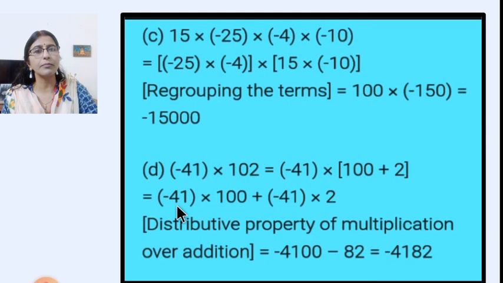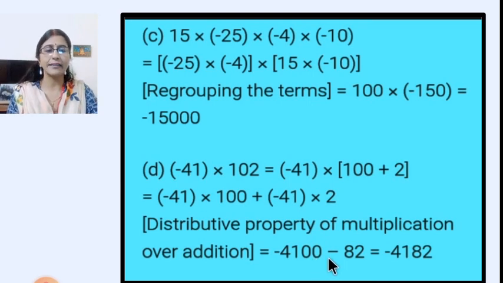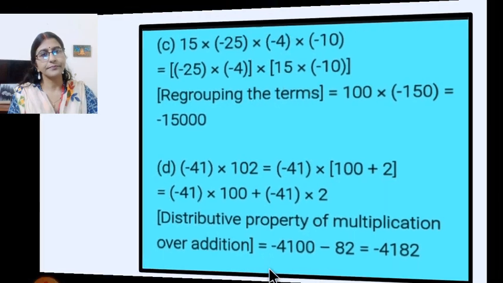And then we will work out minus 41 into 100 is minus 4100. And then minus 41 into 2 is 82. And here plus into minus is minus. Now both are negative. So we are going to add it. So when we add, we'll get 4182. As both are negative, the sign also will be negative. And in bracket, we have to write distributive property of multiplication over addition. So this is the way we will find out the product using properties.